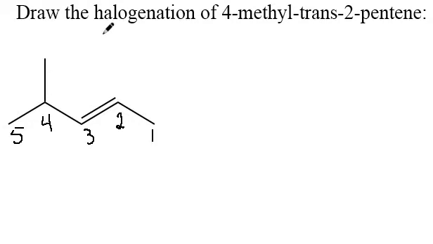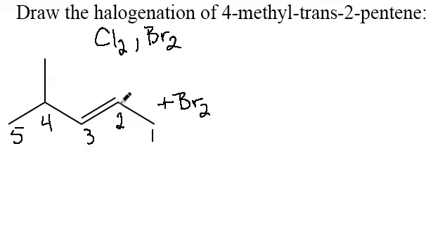The halogenation is the addition of Cl2 or Br2. And in this case, I'm going to add bromine. So we're adding a molecule of bromine across the double bond.